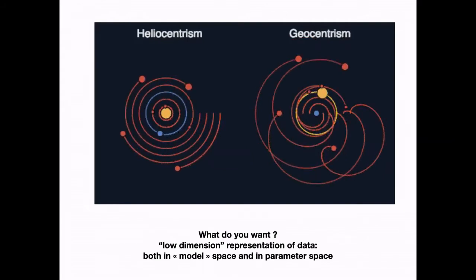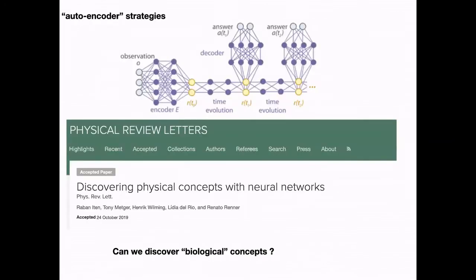And recently with machine learning, people have explored a bit how to do that in a more systematic and automated way. So for instance, there was this interesting paper that was published last fall, where people try to discover what they call physical concepts with neural networks. So they basically consider planetary motions again and use so-called autoencoder strategies to essentially derive equations of motion, or try to really understand the equations of motion just from the data.